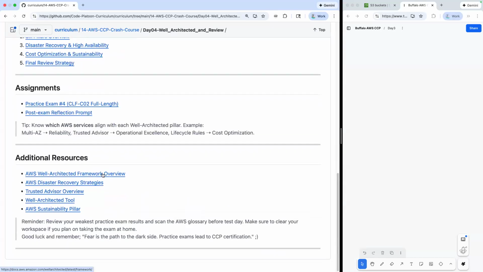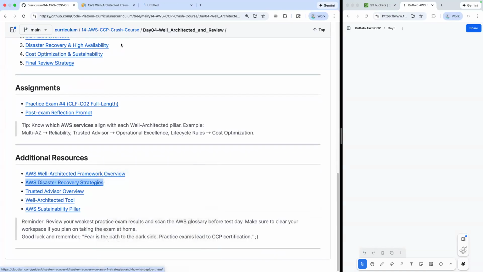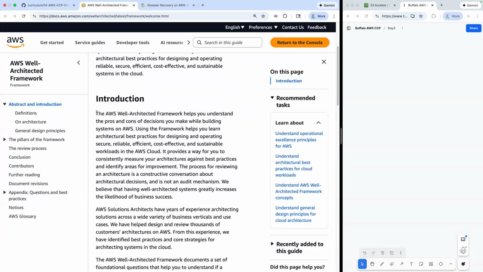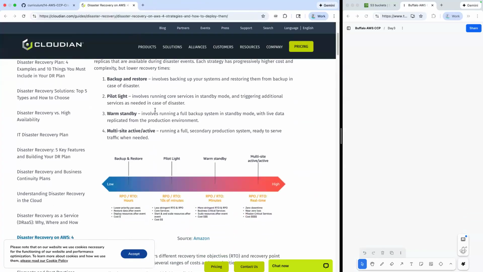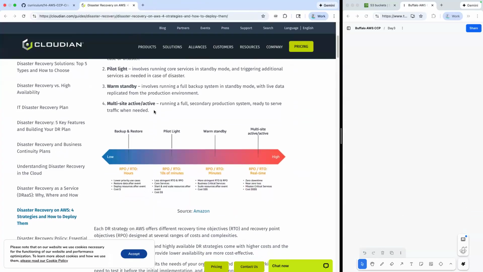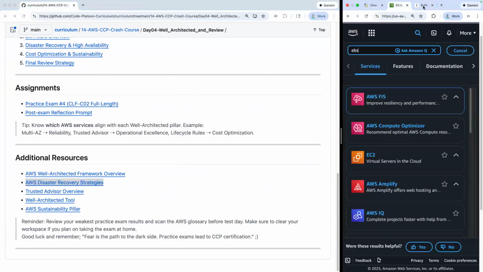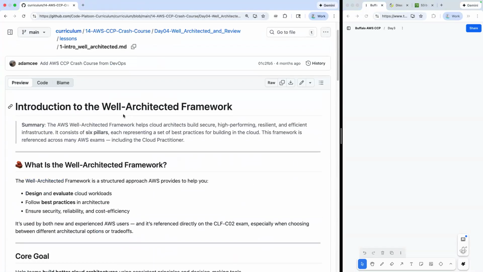I do want to point out that there are some really good resource links here. Amazon loves to talk about their well-architected framework, which will help you understand the pros and cons of decisions we make while building systems on the cloud. And their disaster recovery strategies, right? And that's a nice diagram that we might come back to. But let's begin at the beginning and talk about the well-architected framework.